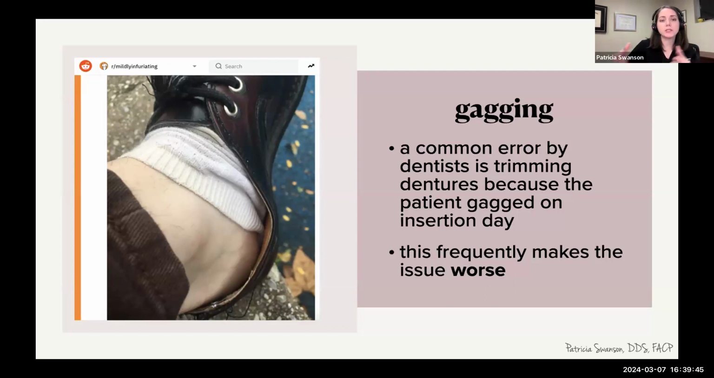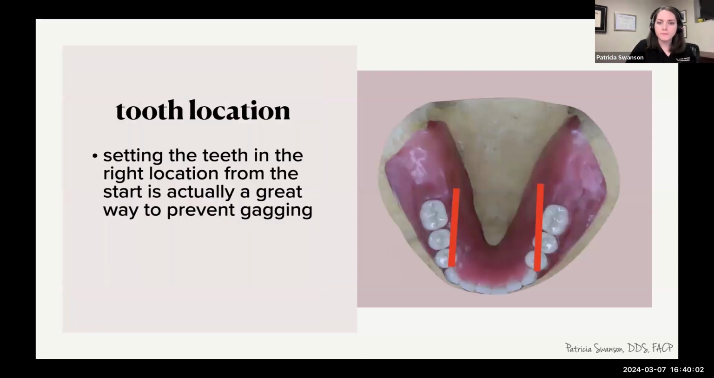I've actually seen patients come to me, they had a denture done outside. They were gagging, so the doctor shortened it, they shortened it, they shortened it, and they've come in with it shortened to their premolars. Of course, they're going to notice it because the more anterior it goes, that's where our tongue has so many receptors to notice what's going on. So we can avoid this by setting the teeth in the right location from the start. And that's a great way to prevent gagging.